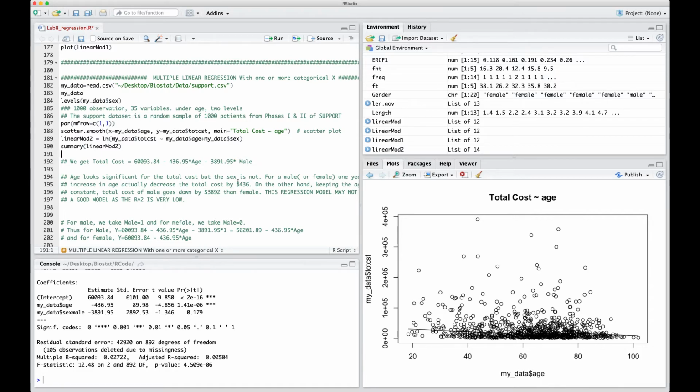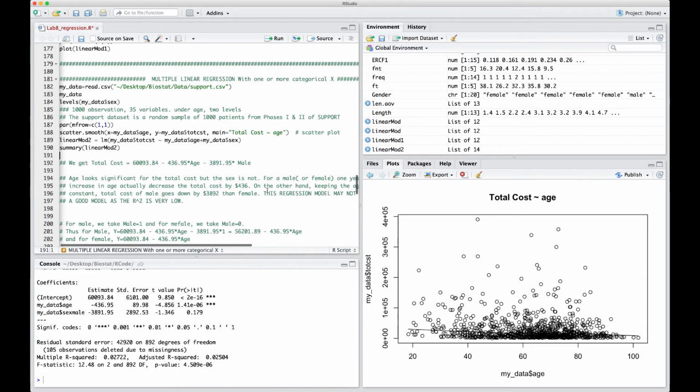All right. So age looks significant for the total cost, but the sex is not. For a male or female, a 1 year increase in age decreases the total cost by 436. You see that? This is when you keep the age constant.